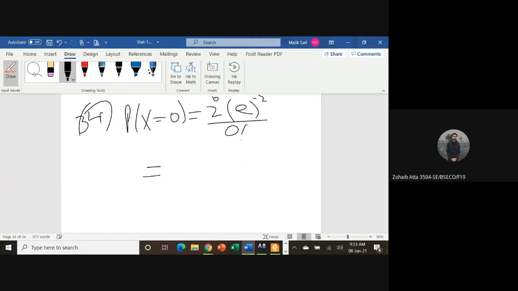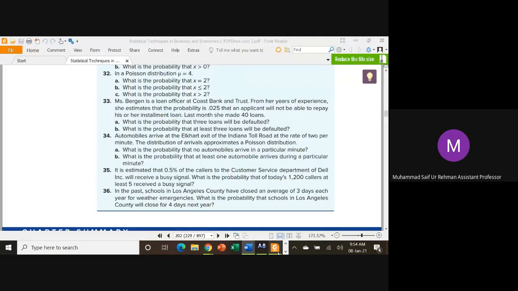0.1353. Because you are using decimal points up to 4 positions, up to 4 decimal points you are going to give the figure. So therefore, 0.1353.